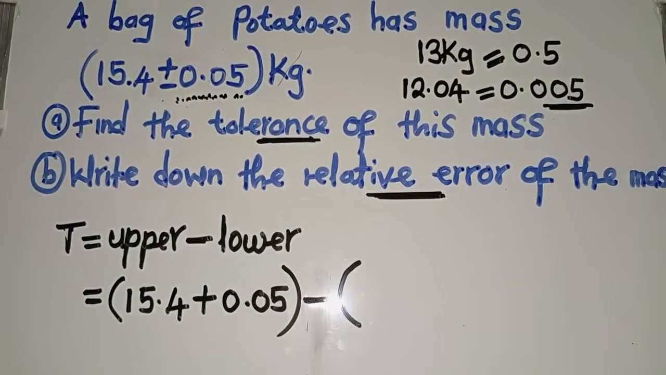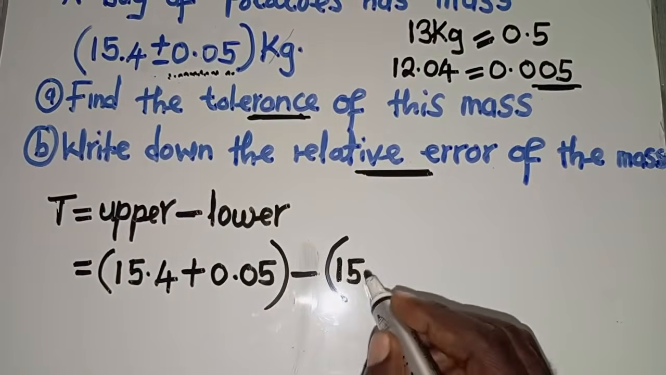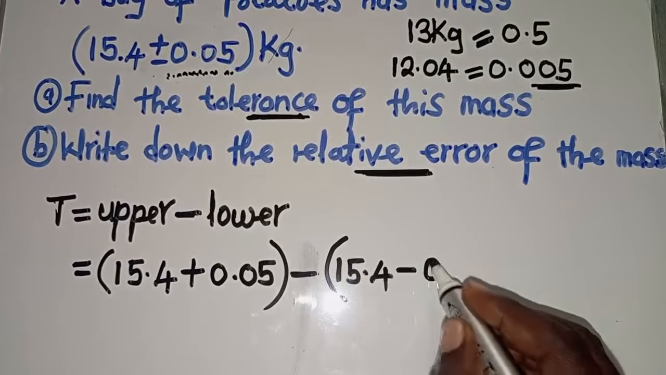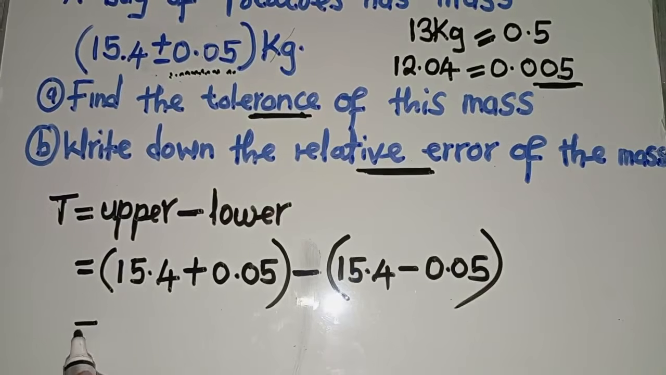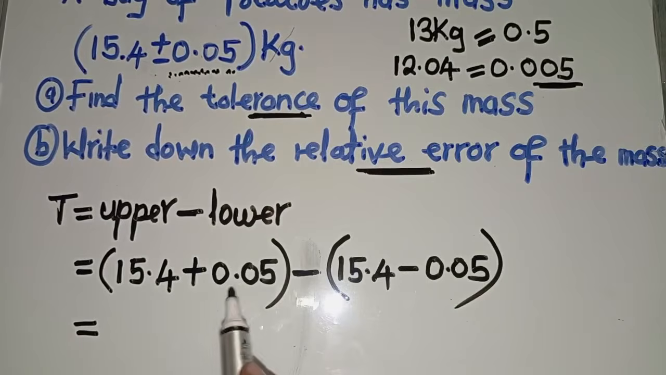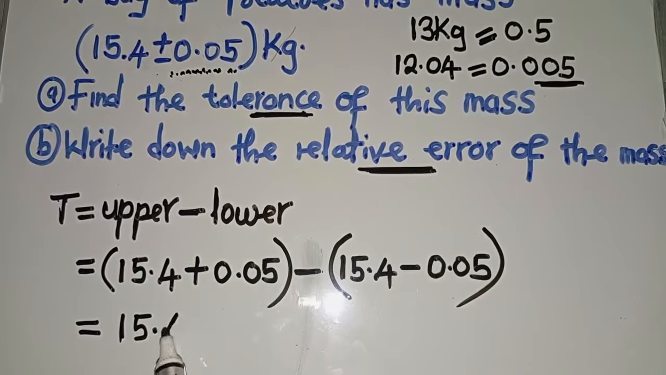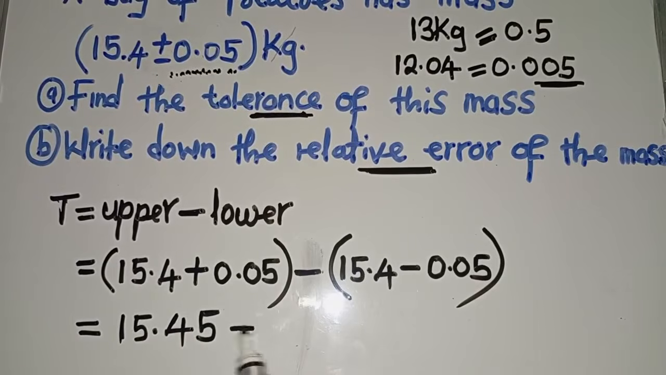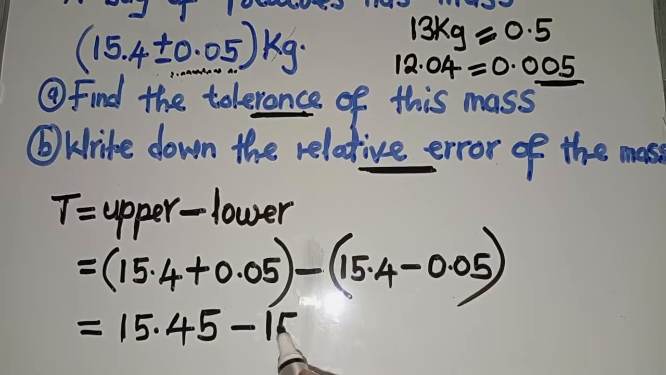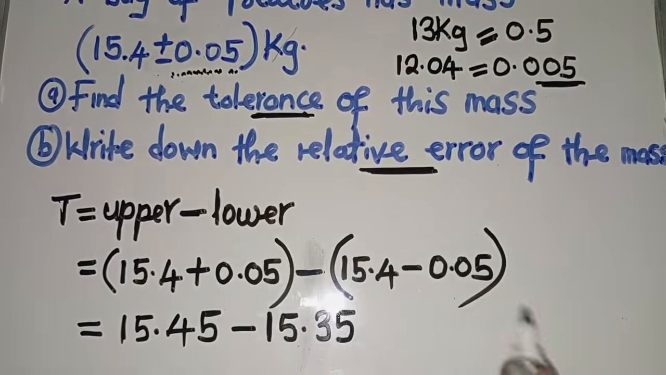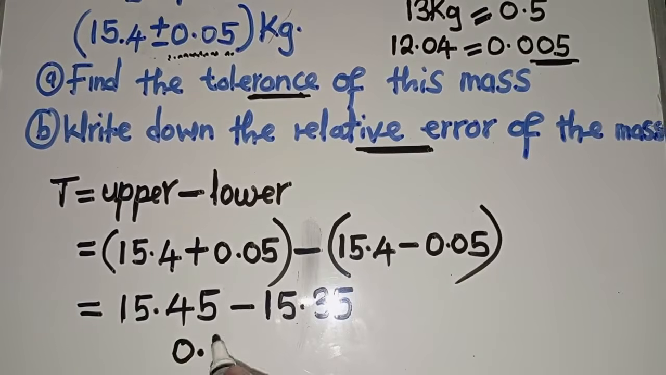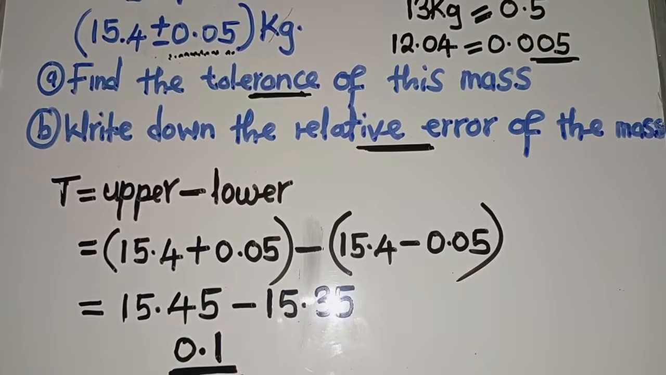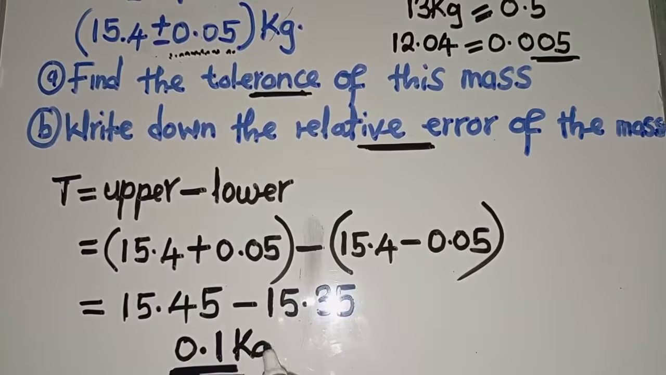How do I find the lower limit? For me to find the lower limit, I need to get the actual value, 15.4, and say minus the absolute error. This is how I get to find the lower limit. At this point, I add: what is 15.4 plus 0.05? I'm going to get 15.45. Then I say minus, and when I manipulate these numbers, I'm going to find 15.35. Then I subtract the 2. The answer you are going to get is 0.10, or I can just say 0.1. So the tolerance of this mass is 0.1 kg.